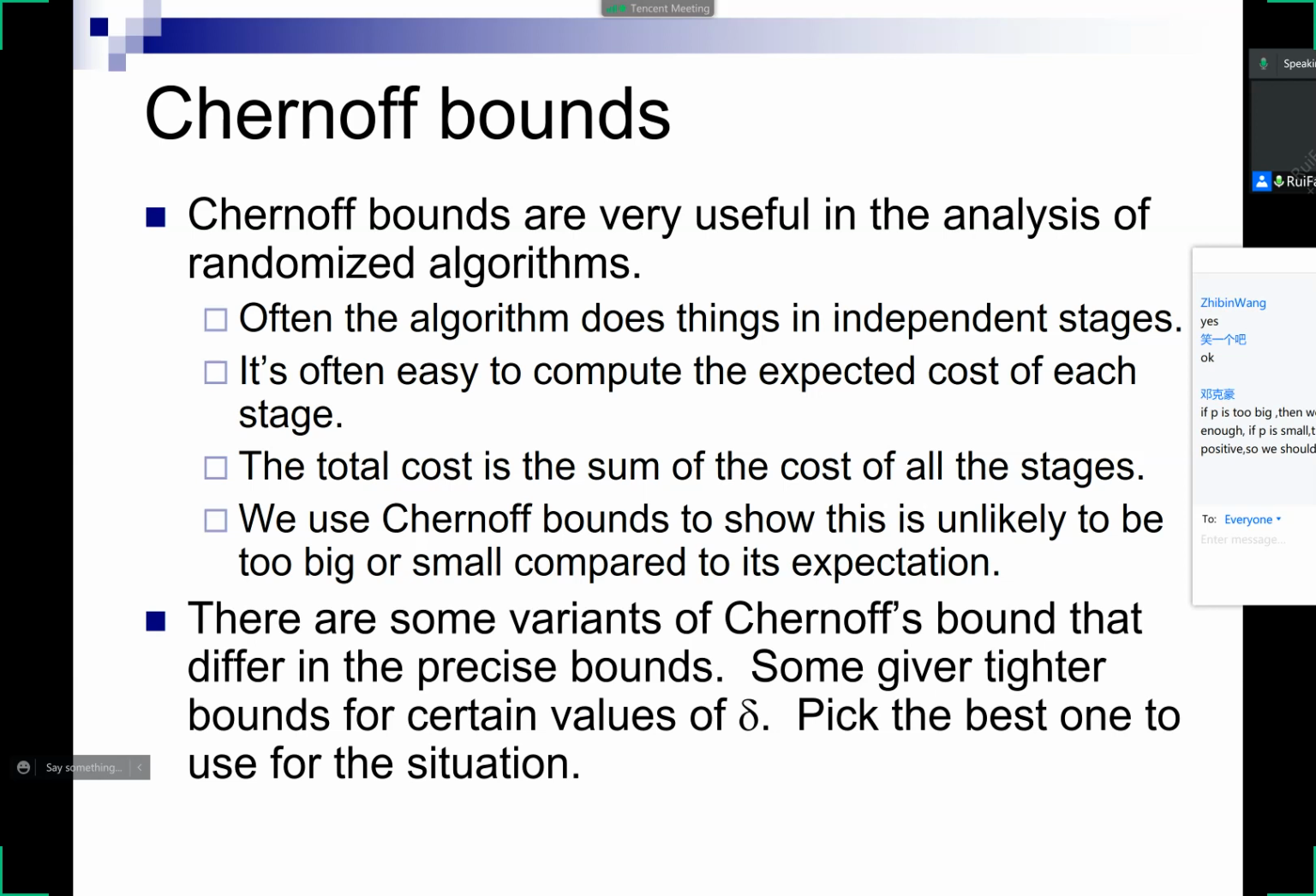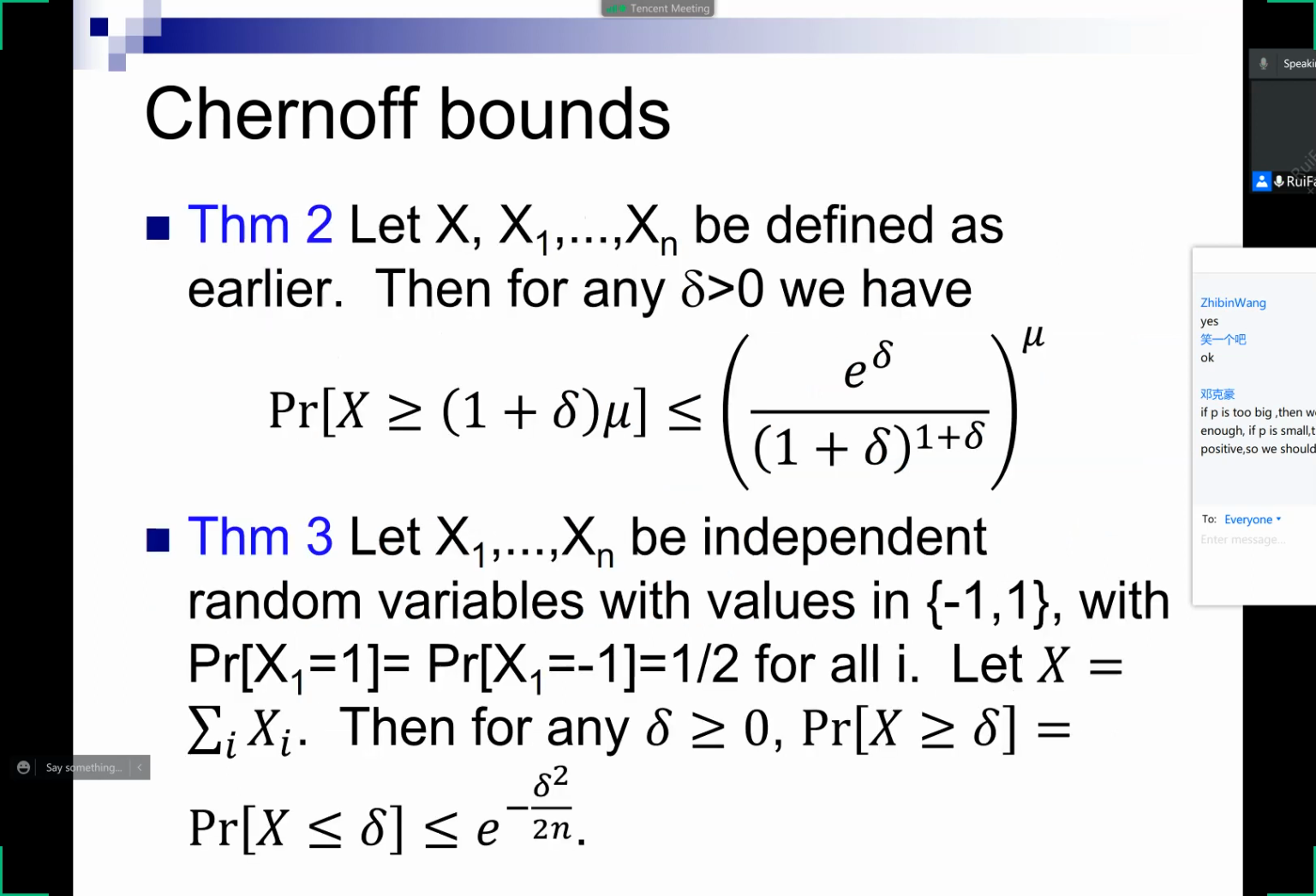As I said, there are different variations of the Chernoff bounds. For certain values of this delta factor, you're going to get tighter bounds with some variations, but intuitively they do the same thing. Now I'm going to give you 2 other versions of the Chernoff bound.